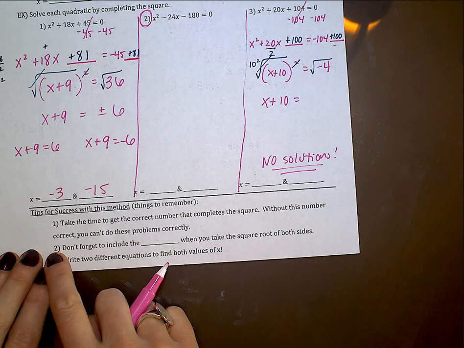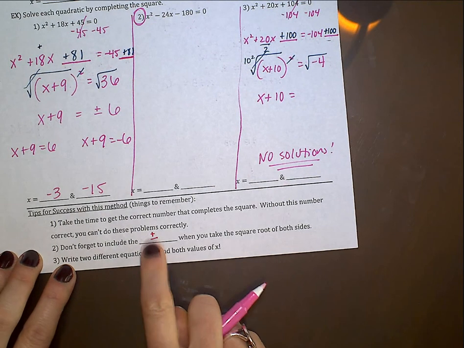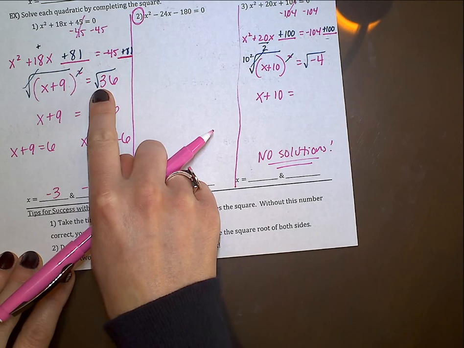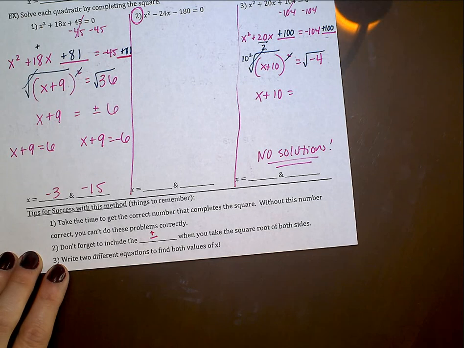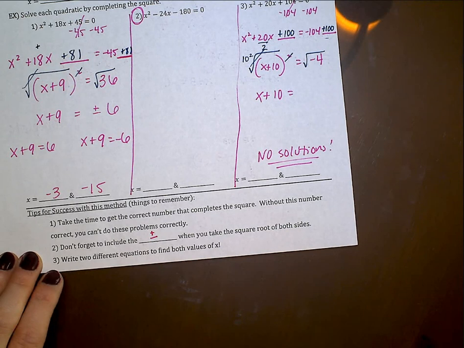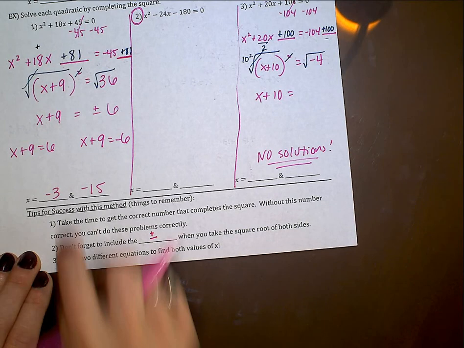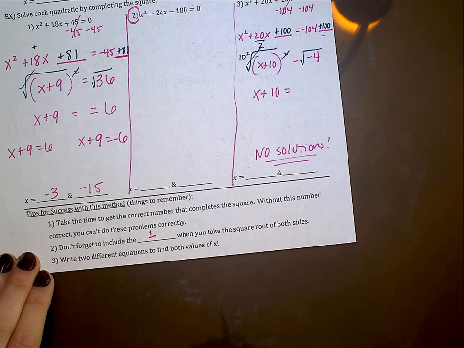Second tip, do not forget. This is probably the number one thing people forget. Don't forget the plus or minus symbol every time you take the square root of a number. It will make you forget about one of the solutions, so you can only get the problem half right. Third tip is make sure that you write your two equations when you're going to your last final step for solving for x. Okay, that's completing the square.